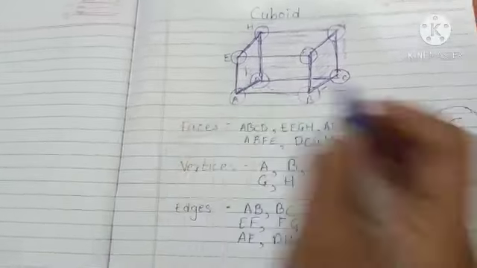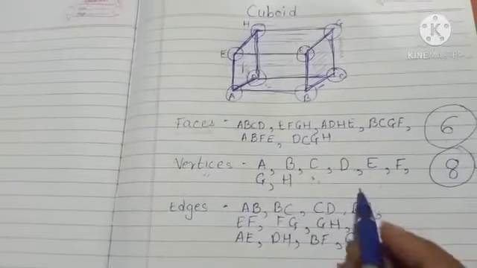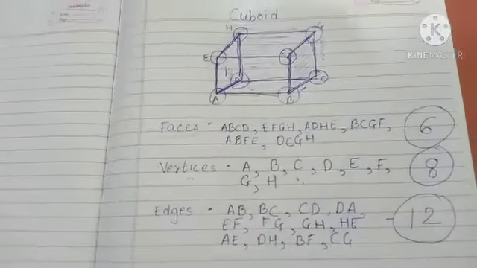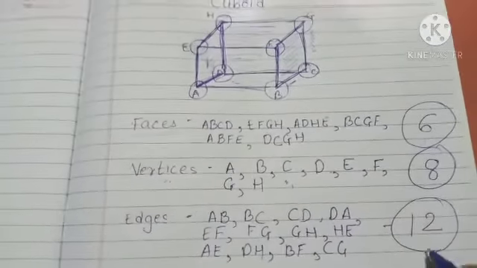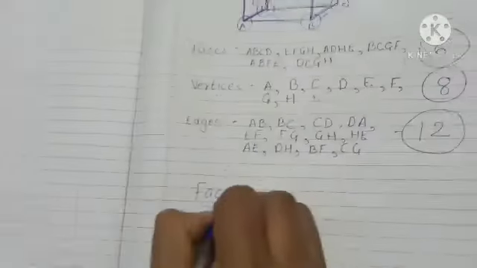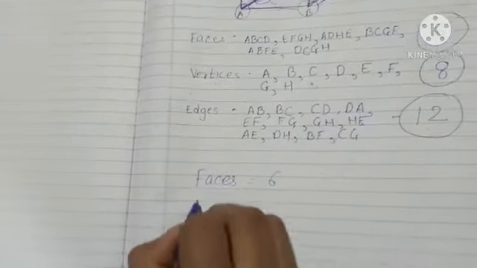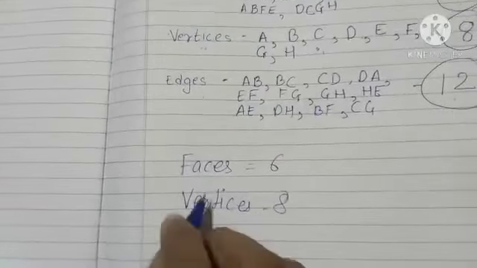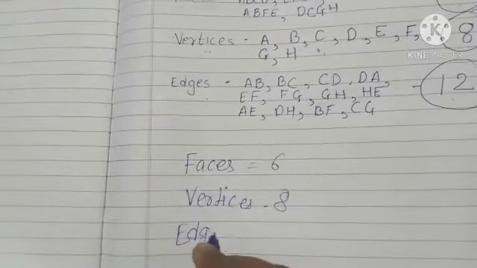We have discussed this also. So how many edges are there? We have a total of 12 edges. We have 12 edges for a cuboid. Faces 6, vertices 8, and edges 12.